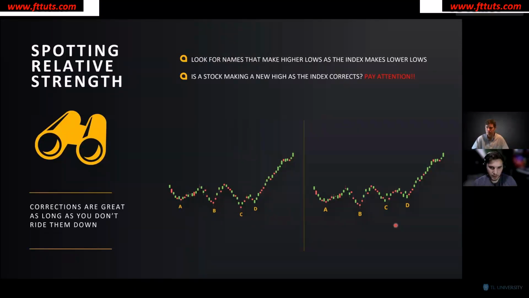Perfect. I don't see any more questions about specifically relative strength, so I think we can move on.